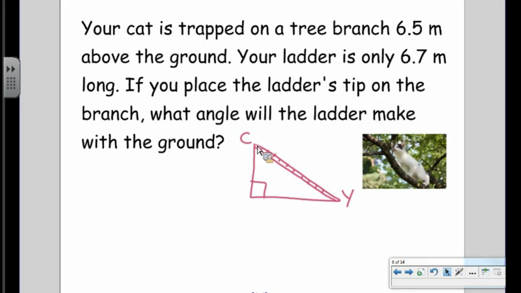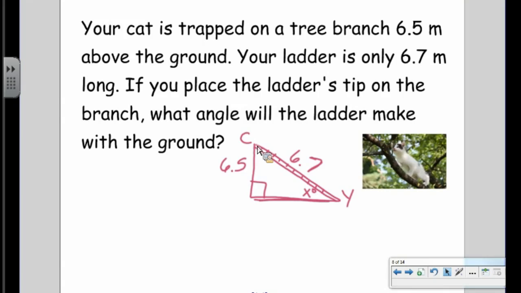The tree branch is 6.5 meters above the ground. So the 6.5 goes here. The ladder is 6.7 meters long. The hypotenuse should always be longer than the leg anyways. What angle will it make with the ground? Well, that's easy to know where to put it because this is the ground.